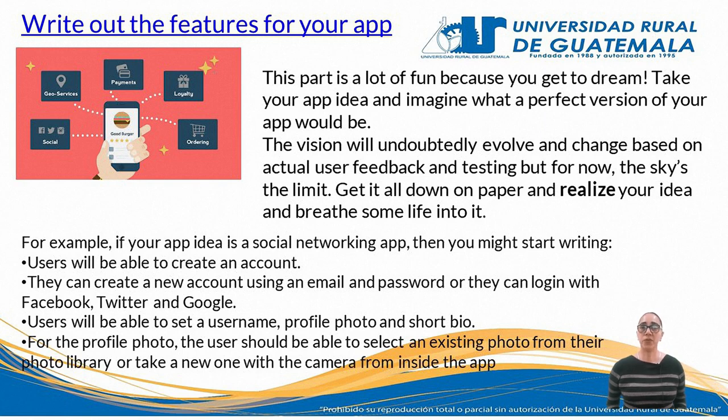For example, if your app idea is a social network application, then you may start with: a user will be able to create an account. They can create a new account using an email and password, or they can log in with Facebook, Twitter, or Google. The user will be able to set a username, add a profile photo and share a bio. For the profile photo, the user should be able to select an existing photo from the photo library or take a new one with the camera from inside the application. So all these types of ideas are the ones that you have to think about to build your own application.